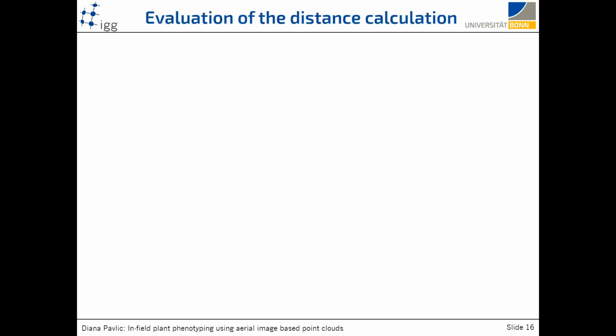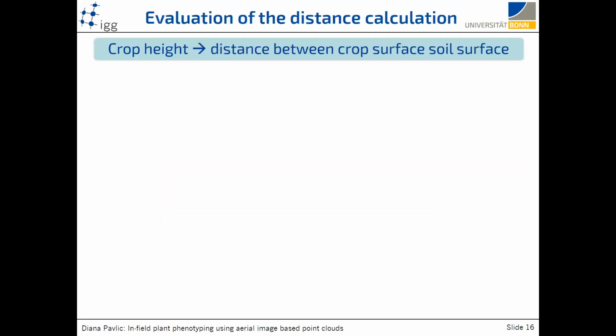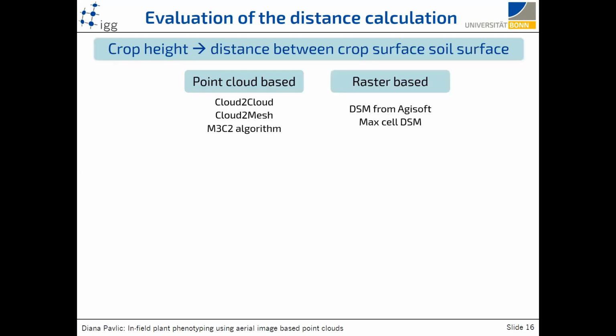Crop height is the distance between the crop surface and the soil surface. There are different ways to calculate those data. We can go with point cloud based approaches and raster based approaches. Point cloud based approaches are often used in engineering geodesy, and they are quite intensive because of the point cloud size and density.